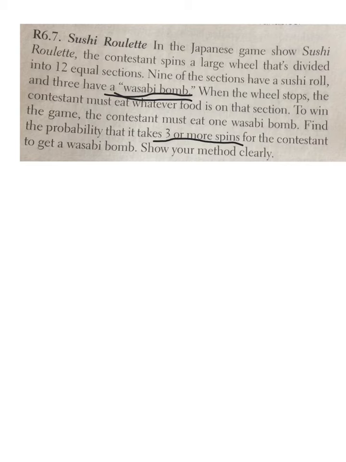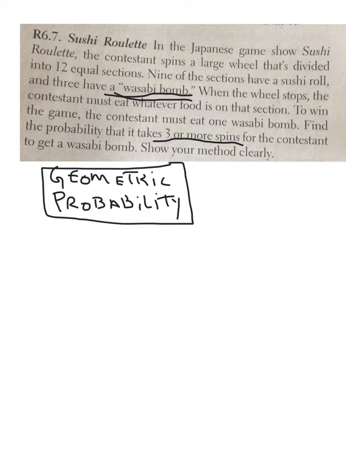Now, because they're spinning until they get a wasabi bomb, that's a geometric probability. So we still check bins just like before. So it is binary because either you get a wasabi bomb or you don't. It's independent because each spin has nothing to do with the spin before. Now the number is different because we're just going to say, well, what's the probability that it takes 3 times before we win? And that's okay. And then the probability of success is 1/4. 3 out of 12 is the same thing as 1/4.